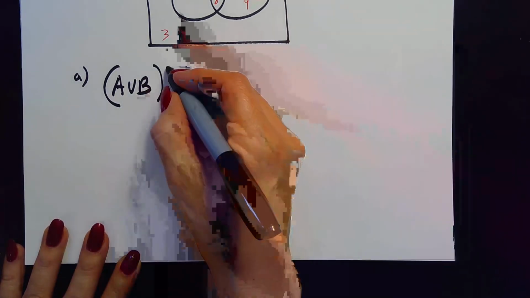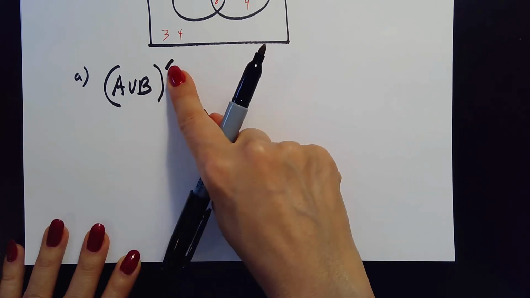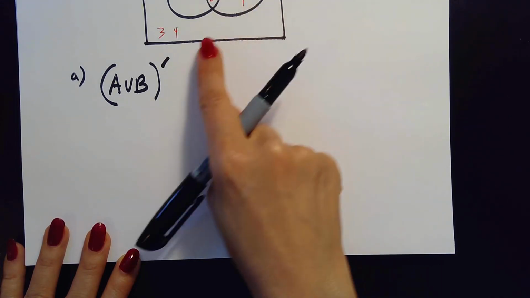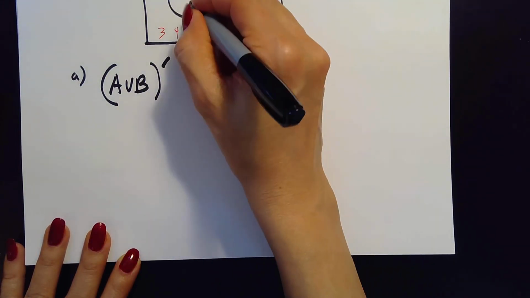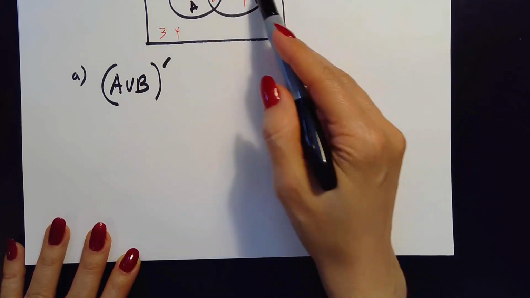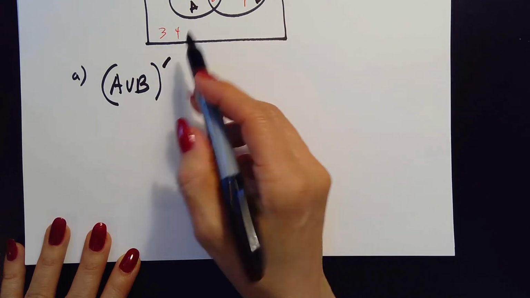So look inside. This is the union, but then there's prime. So that means complement of the union. That means that you have to be outside of the union. The union is all of that. So if you're outside of the union, it's outside of all of A and all of B. So all of this is the union. But if you're outside of the union, then you're at 3, 4.